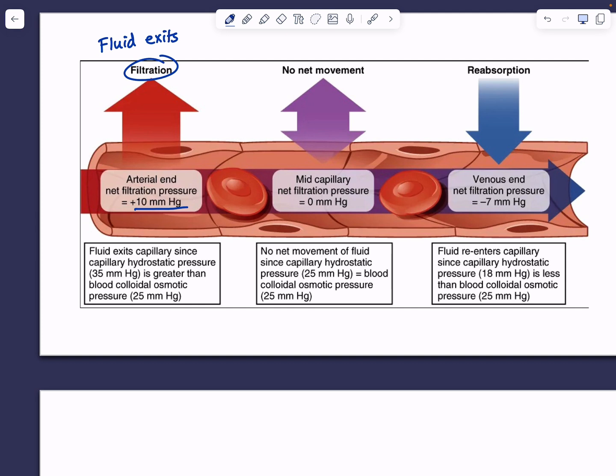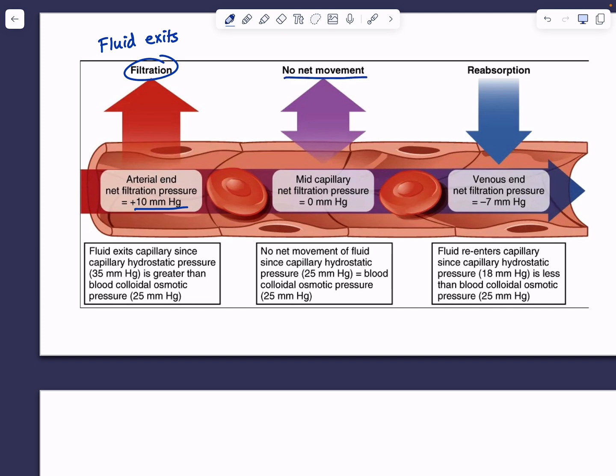All right. And if we have a case where the blood and the capillary are kind of equal in their pressures, we're not going to have any movement, so we'll just have no net movement.